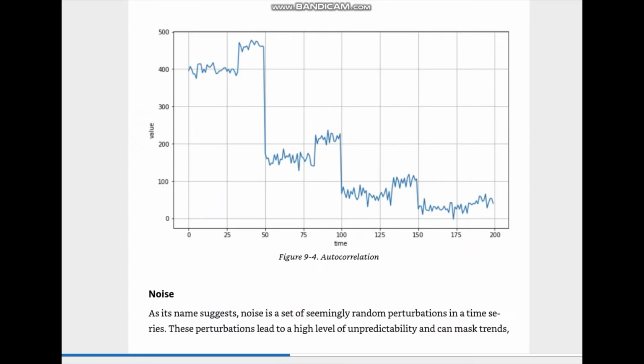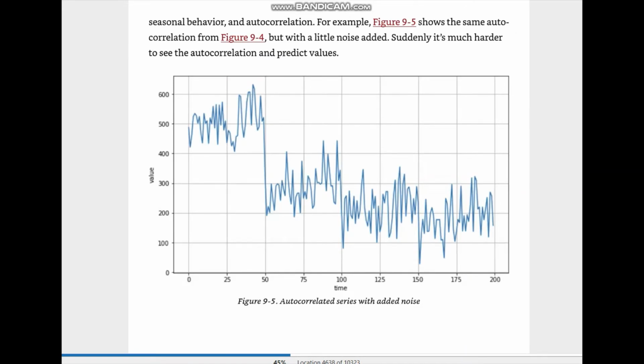The next attribute is noise. We already know that whenever there is real world data, there will be some noise in it. There might be chances that the power of the noise is more than the power of the real data, right? In the real world, the model will absorb some noise while it is fed some input. As the name suggests, noise is a set of seemingly random perturbations in a time series. These perturbations lead to a high level of unpredictability and can mask trends, seasonal behaviors, and autocorrelation.